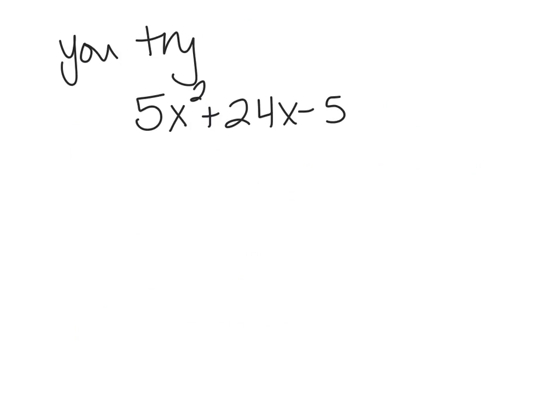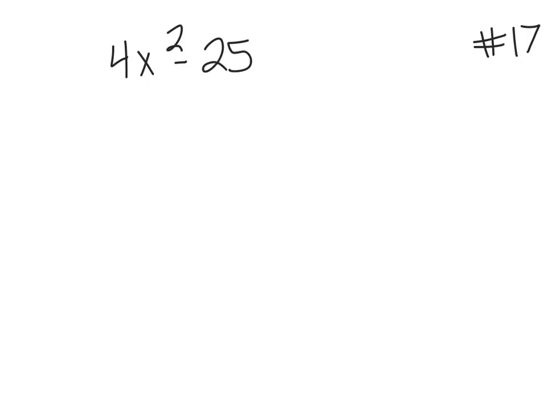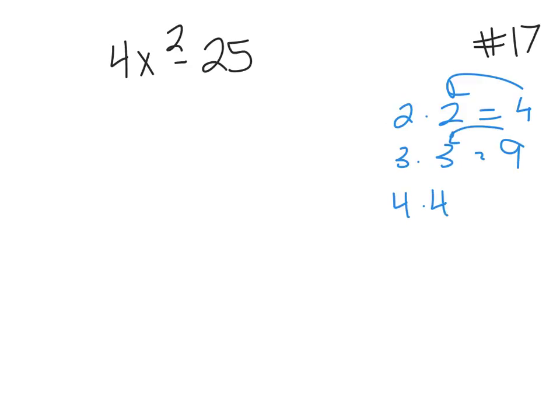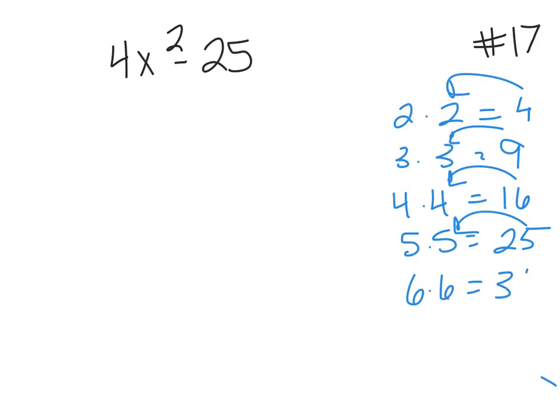You try this one. Factoring two perfect squares. Remember, perfect squares are 2 times 2, so the perfect square of 4 is 2. 3 times 3 is 9, so the perfect square of 9 is 3. 4 times 4 is 16, so the perfect square is 4. 5 times 5 is 25, so the perfect square is 5. 6 times 6 is 36, so the perfect square is 6, and you can continue that pattern.